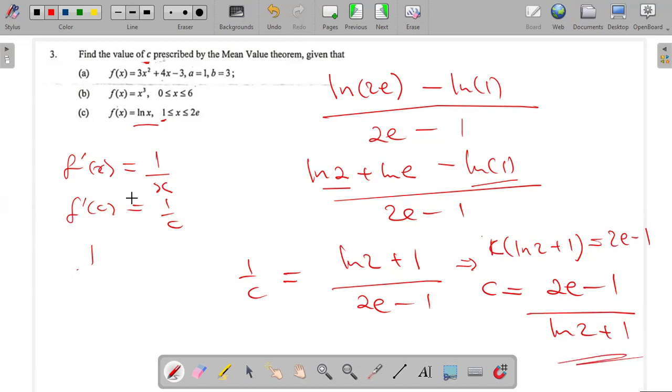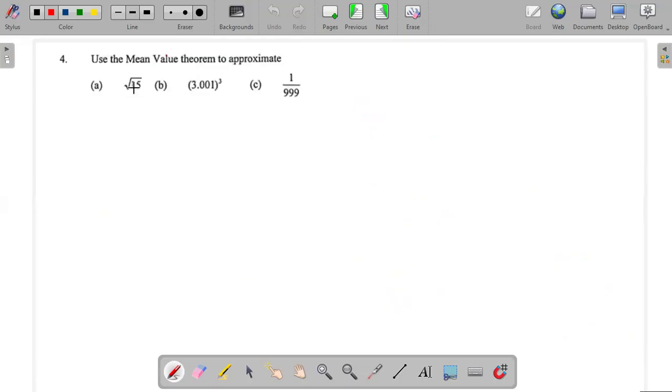All right. So question 4 says, use the mean value theorem to approximate root of 15. So how do we do this? We use the mean value theorem, of course, but linearization to approximate. How? So I'll say f of x.